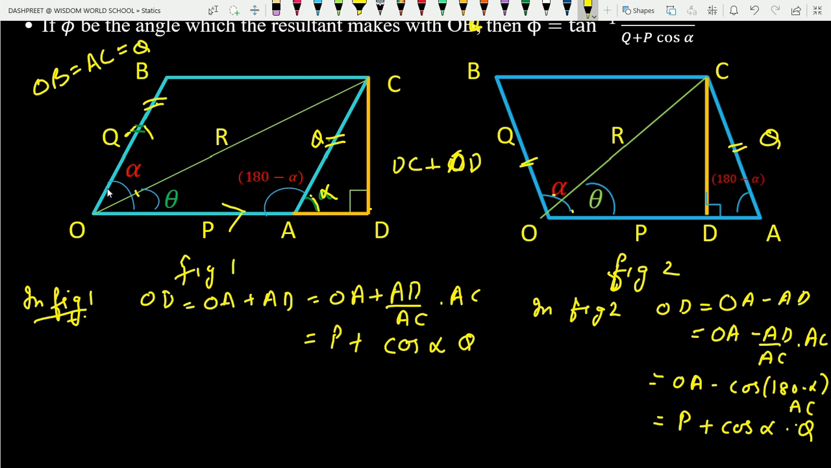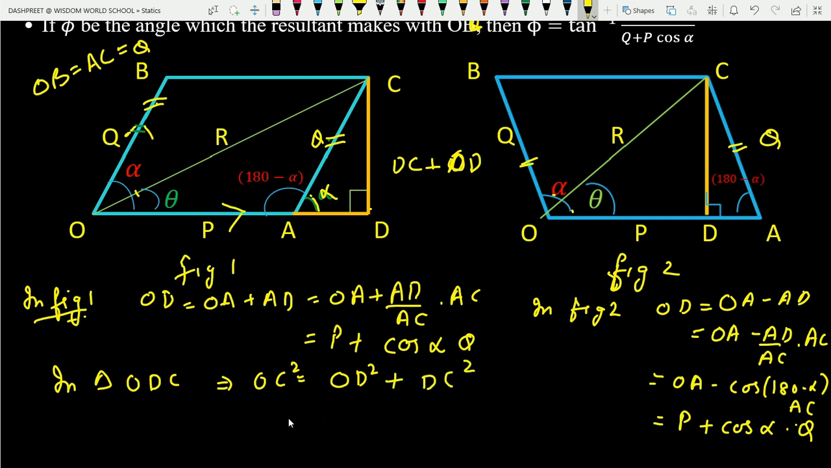Now in triangle ODC, in both the cases, since OC is the hypotenuse, using the Pythagoras theorem, we can have OC square is equal to OD square plus DC square.